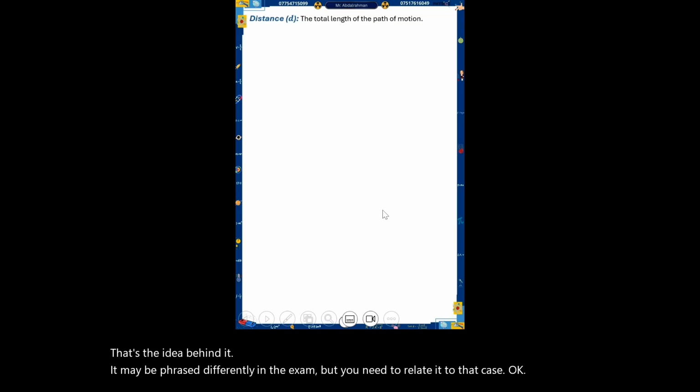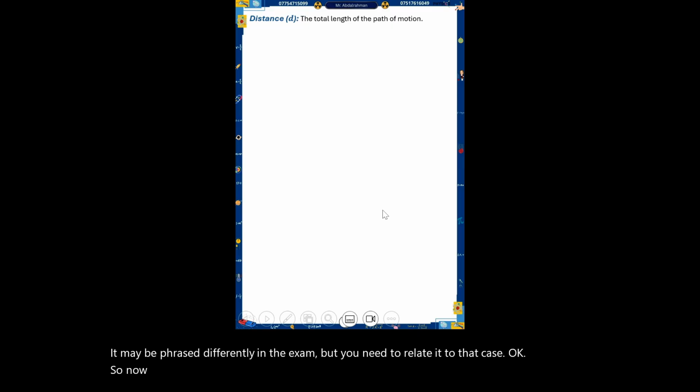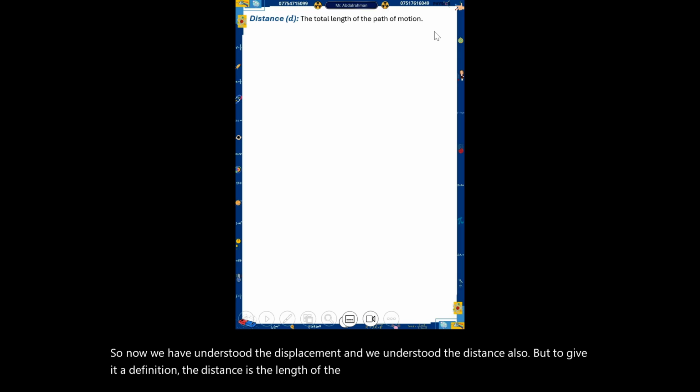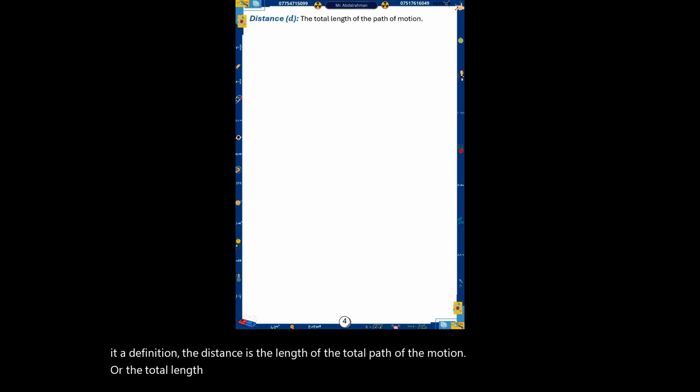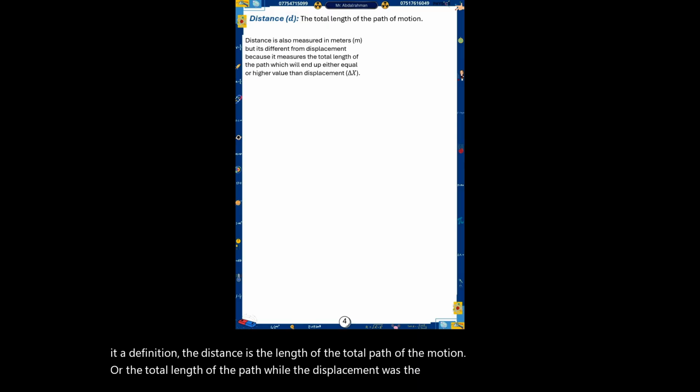So now we have understood the displacement, and we understood the distance also, but to give it a definition, the distance is the length of the total path of the motion, or the total length of the path, while the displacement was the smallest directional distance. So that's actually telling us the difference between them.